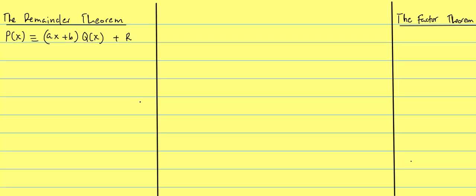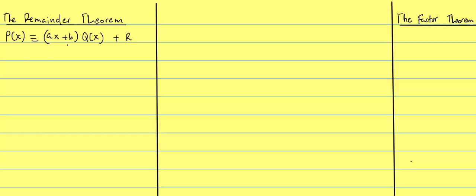We saw in an earlier tutorial that when a polynomial p of x is divided by ax plus b, then p of x can be written in this form here, where q of x is the quotient and r is the remainder. Is it then possible to find the remainder without going through the whole division process? This is the question that we are going to try and answer in this tutorial.